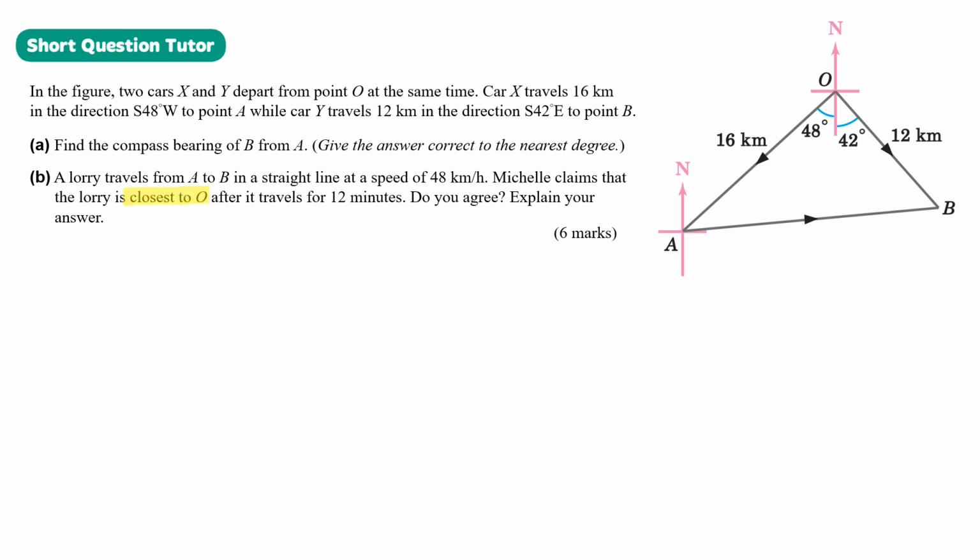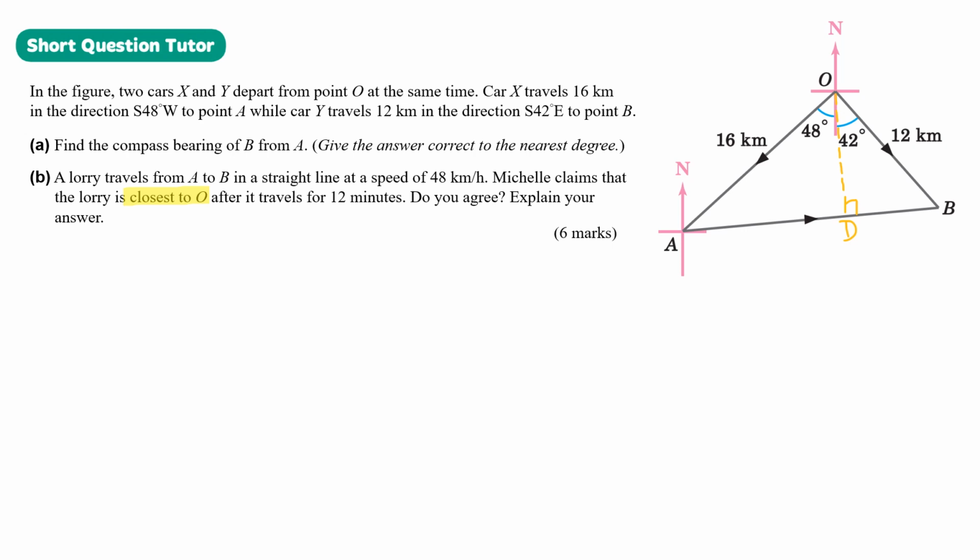First of all, when is a point on a line segment closest to another point? Right, it's when the 2 points form a line segment that is perpendicular to the original line segment. So the distance in concern is the perpendicular distance from O to AB. Let's draw a point D on AB such that OD is perpendicular to AB. Then, part B is equivalent to asking whether the lorry will travel exactly to the point D after 12 minutes.